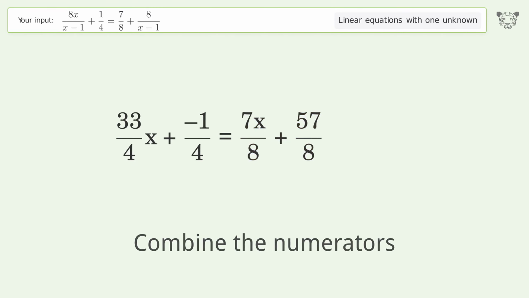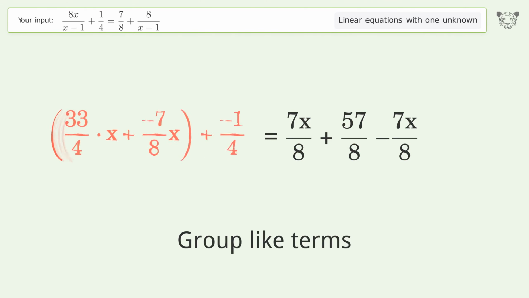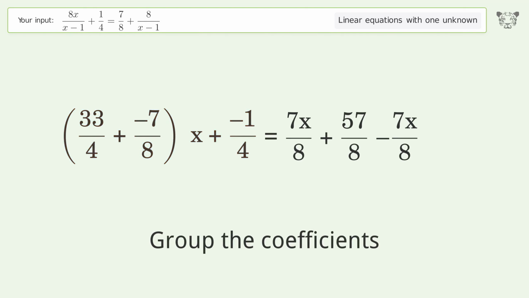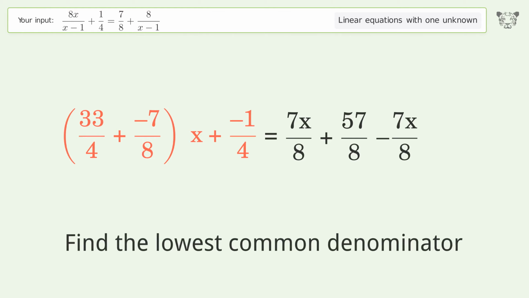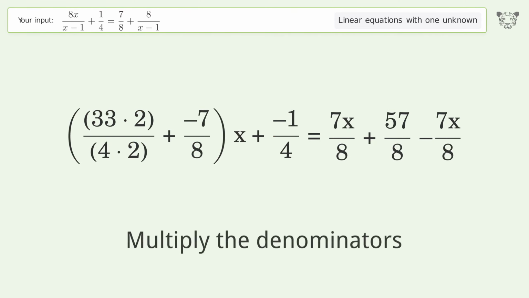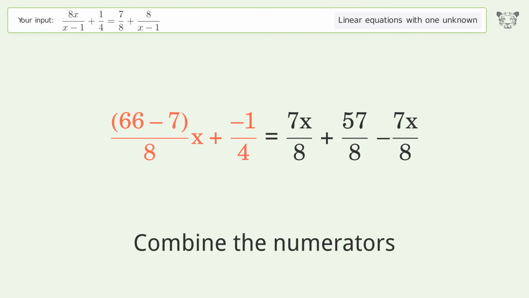Group all x terms on the left side of the equation. Subtract 7x over 8 from both sides. Group like terms. Group the coefficients. Find the lowest common denominator. Multiply the denominators. Multiply the numerators. Combine the fractions. Combine the numerators.